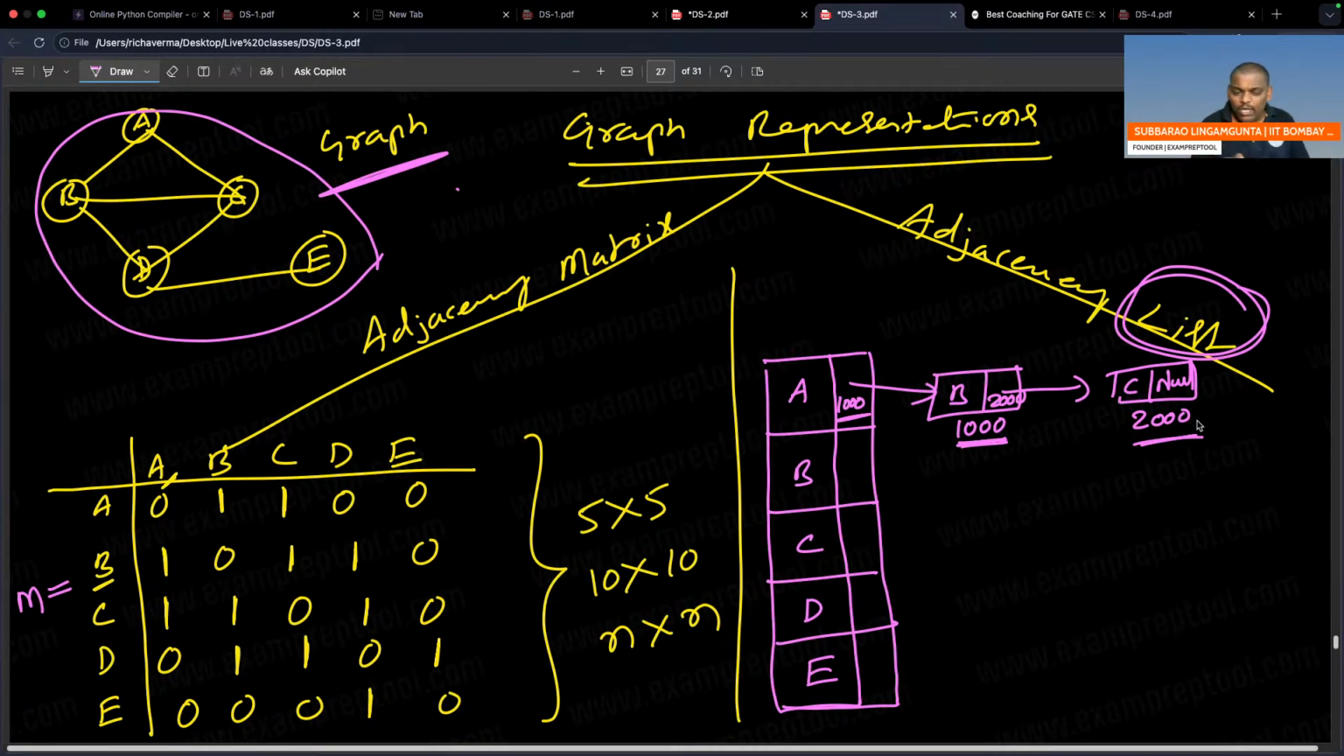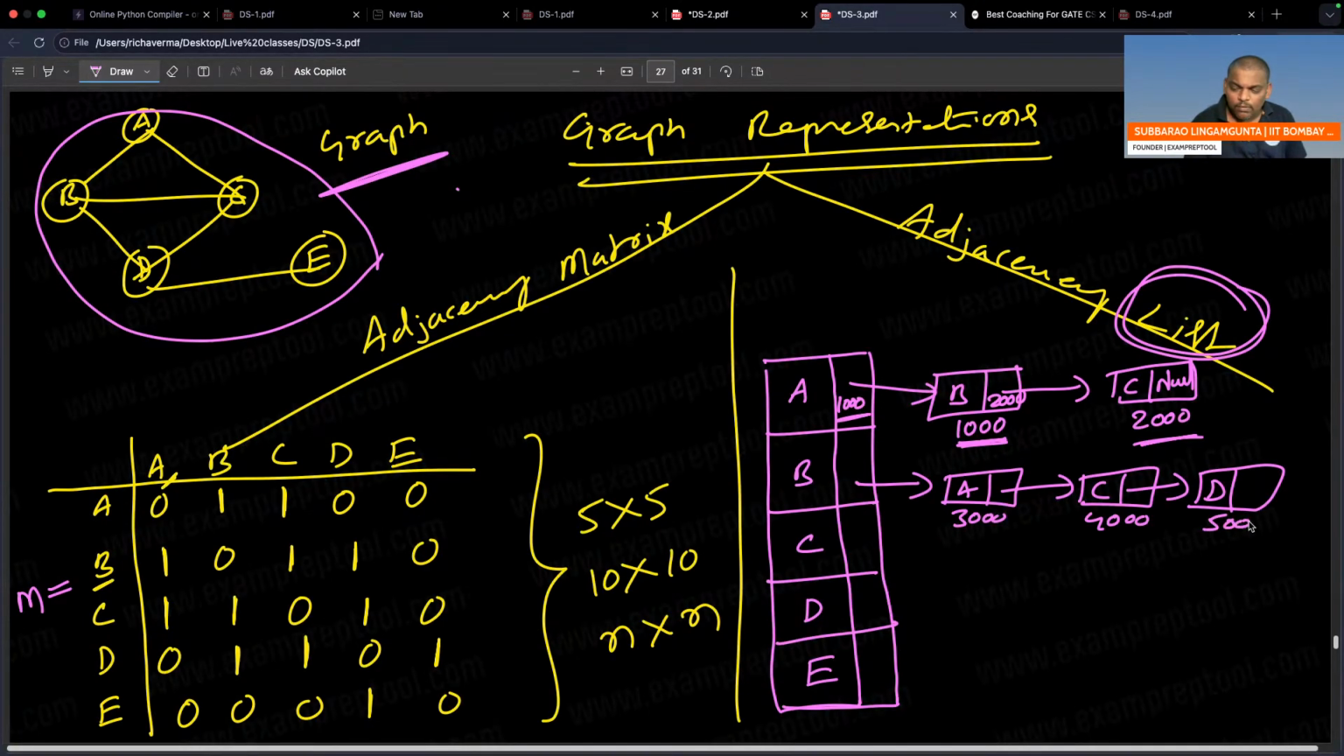Next one. Who is B adjacent? B adjacent is A also, C also, D also. So just give some addresses. It is 3000, it is 4000, it is 5000. Further no one is there, none. So 3000 next is 4000, 4000 next is 5000. B points to this linked list, meaning the first node's address.